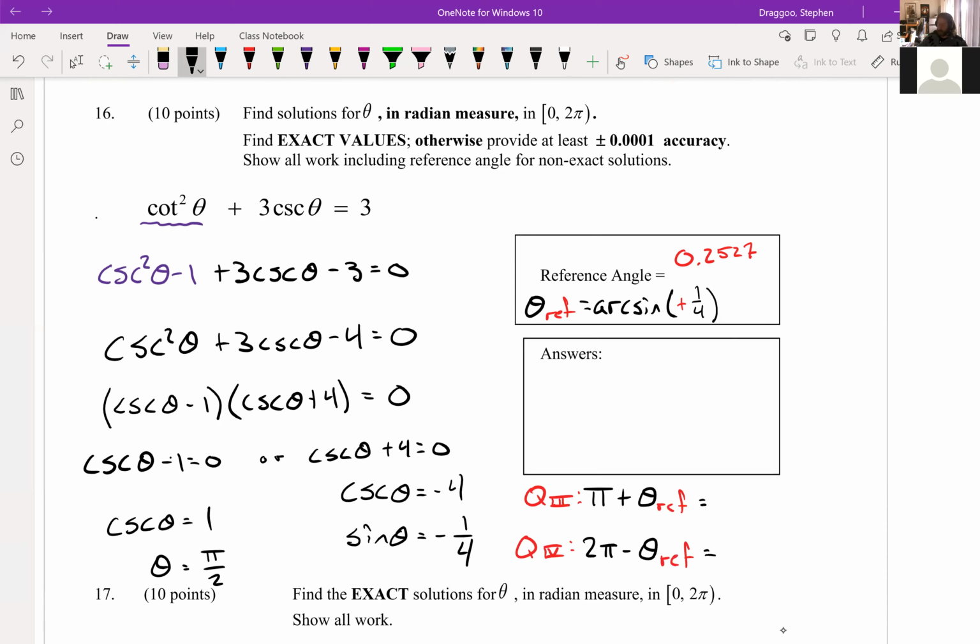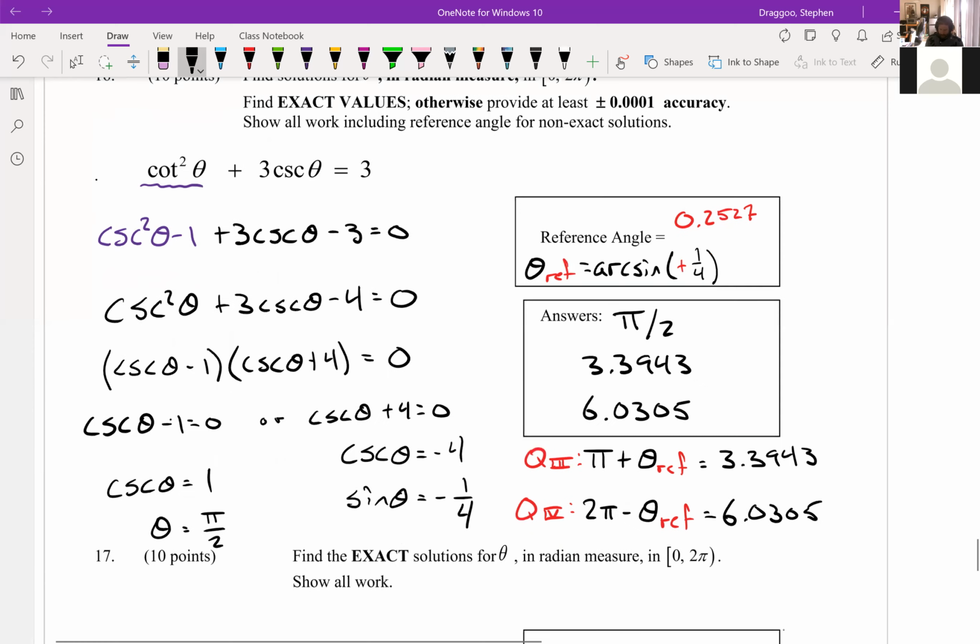If I throw that stuff into a calculator, what do we get? Pi plus 0.2527 is 3.3943. And if I do 2 pi minus 0.2527, 6.0305. So all that stuff has to go in the box: pi over 2, 3.3943, and 6.0305. No need for a plus 2k pi this time, though.